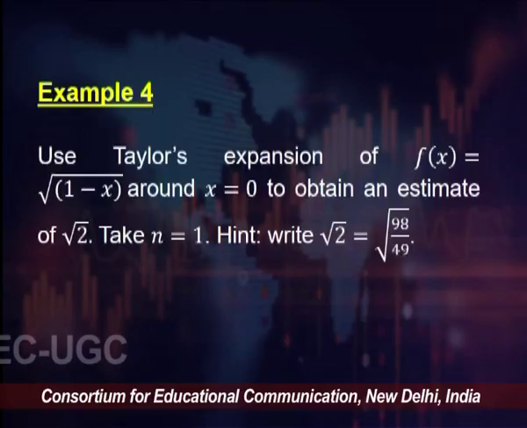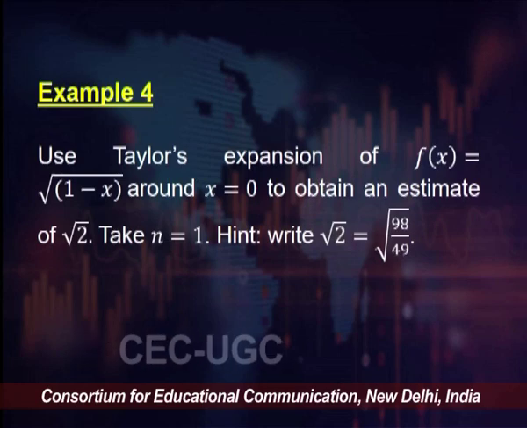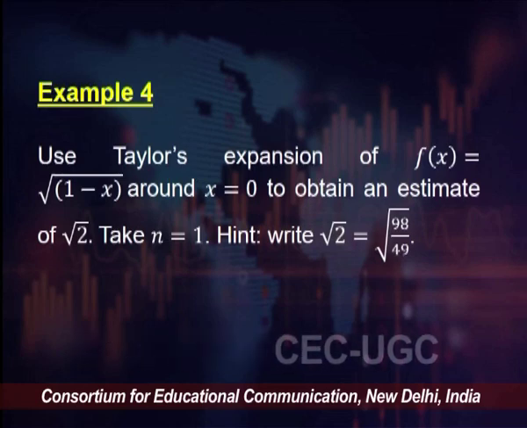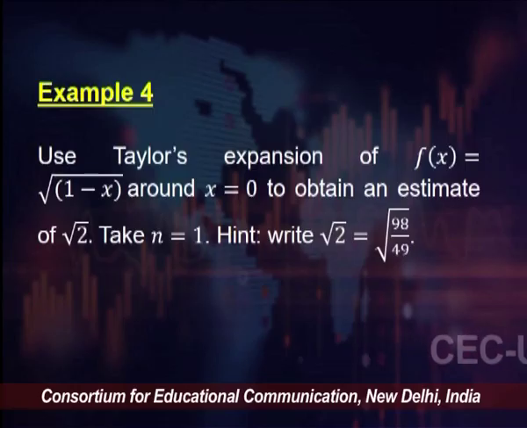Let us now take up one more example before we end this session, and here we are required to use Taylor's expansion of f of x equal to the square root of 1 minus x around x equal to 0 to obtain an estimate of the square root of 2. So this is also an interesting calculation. This is a problem I've adapted from some discussions I saw on the internet. So I have myself written out this problem.